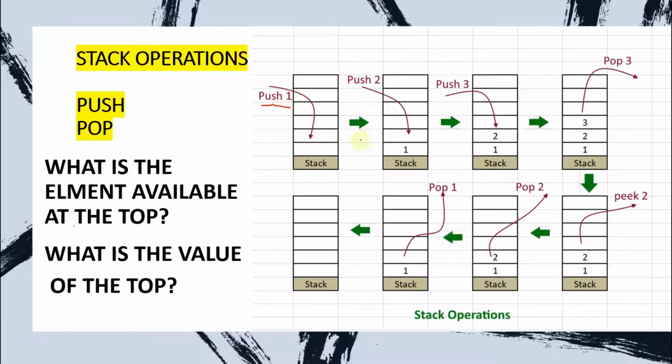So I am pushing 1 inside, and 1 is residing at the bottom of the stack right now, and this is going to be the top element right now. This is my element available at the top, and the index of which is 0.